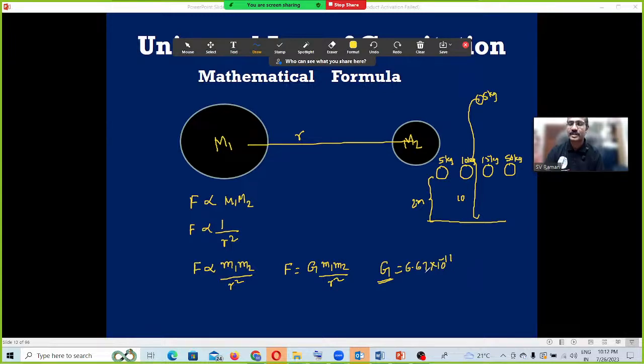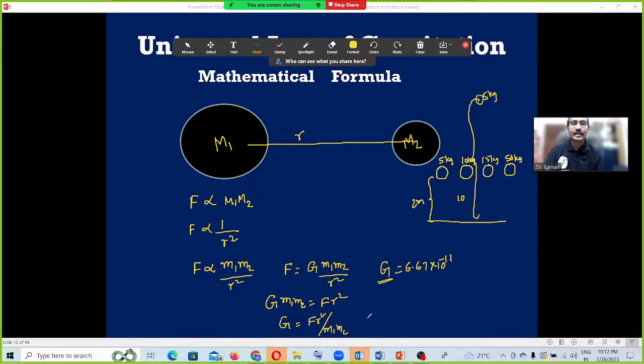Then most of the students are asking, sir, how to remember these units? We are forgetting about the units of gravitational constant capital G. Now we can define it. Now you can do the cross multiplication over here. Capital G m1 m2 is equal to F r square. So capital G is equal to F r square by m1 m2.